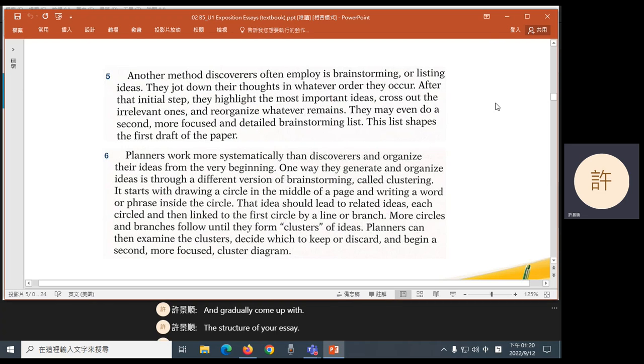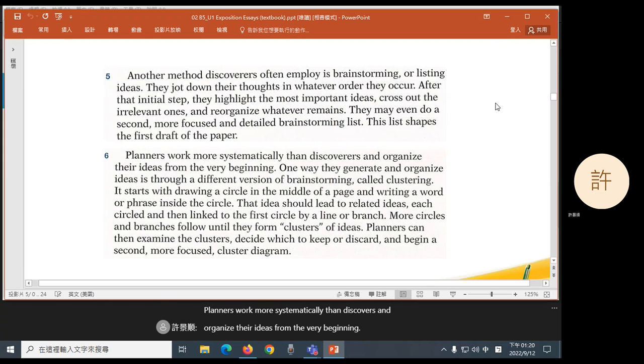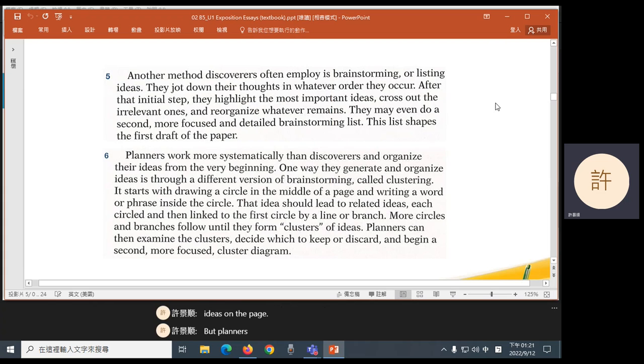Planners, so we're now moving on to the other group of people, the planners. Planners work more systematically than discoverers and organize their ideas from the very beginning. So, like free writing and brainstorming is organizing your ideas on the page. But planners, according to the essay, already have begun organizing their ideas.